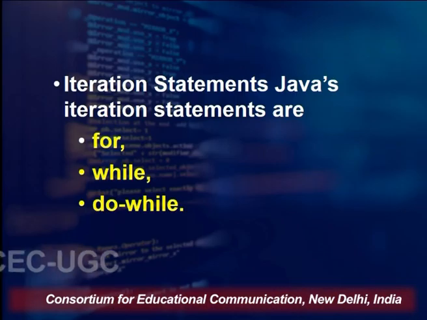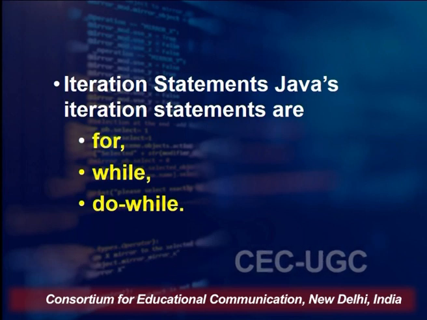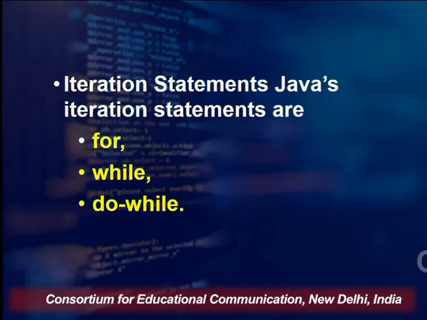So iteration, as you all understand, is nothing but the loop. Iteration is a kind of repetition of something, and in the loop we are going to repeat the body of the loop until your condition becomes false. So the iteration statements in Java are for, while and do while, and these three constructs are very common.